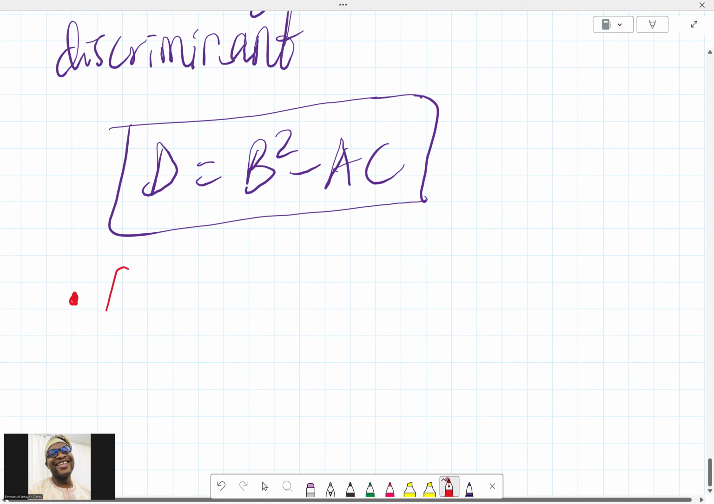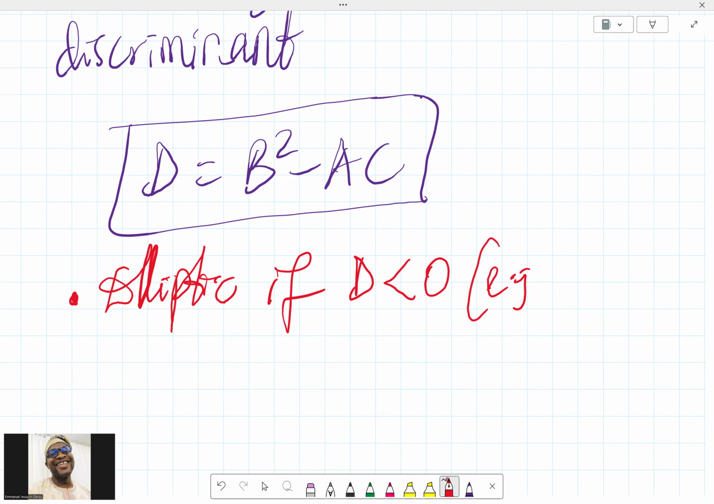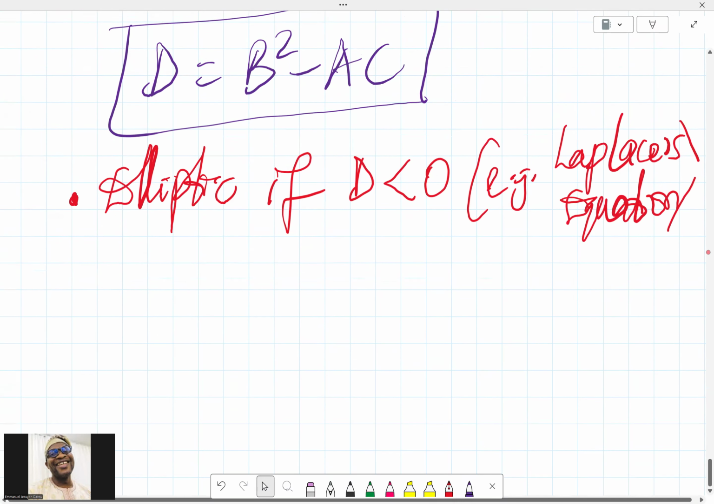First of all, we have the one that is elliptic. The PDE is elliptic if D is less than 0. An example of that is Laplace's equation. A good example would be Laplace's equation.